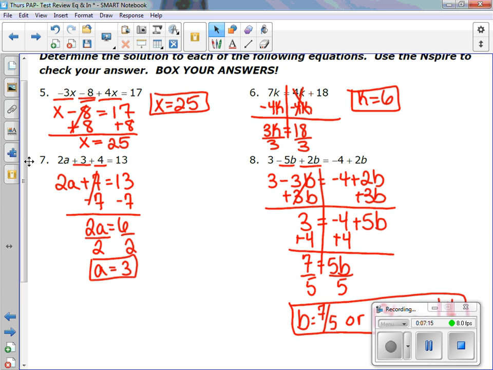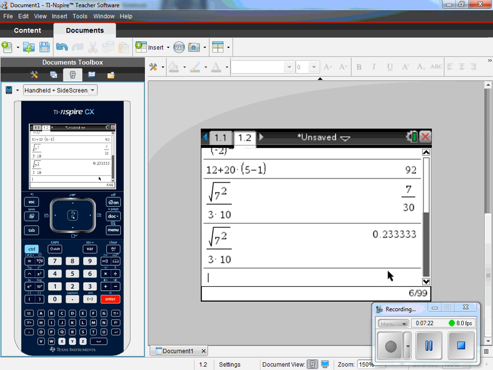So the first thing to note is when plugging in equations into a calculator, it's actually a little bit easier if you just use x for all your variables. So the first problem was negative, remember to use the negative, 3x minus 8 plus 4x equals, the equals is over here, 17.